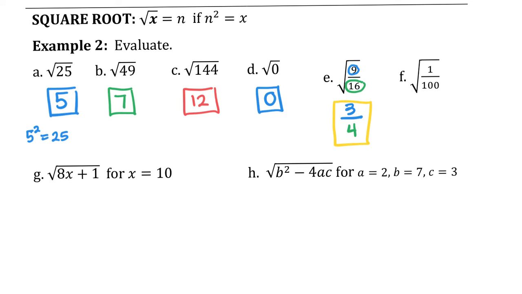Okay, I'm going to do the same, it's a fraction and I'm square rooting the entire fraction. The square root of 1 is 1 because 1 times 1 is 1. The square root of 100 is 10 because 10 times 10 is 100. So my answer is 1/10.